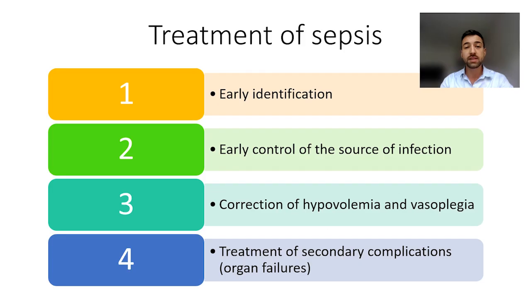The treatment of sepsis can be simplified as a fourfold problem. First, clinicians need to identify sepsis quickly. Second, they need to control the source of infection as early as possible. Third, they need to correct hypovolemia and vasoplegia. And fourth, they need to treat sepsis-induced organ dysfunctions. And basically, we'll see that most of these problems have existing solutions in the field of digital tools.